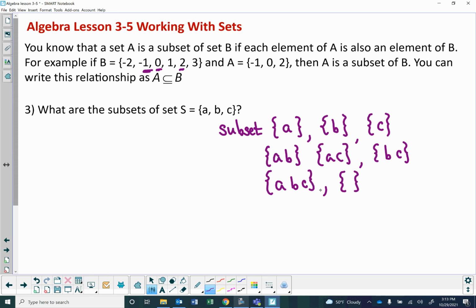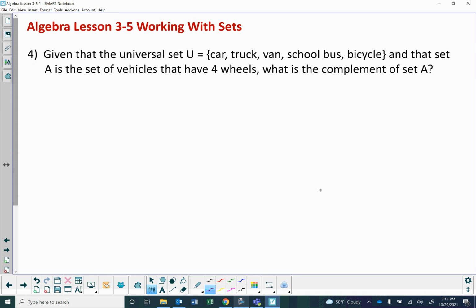So if it asks for what are the possible subsets of set S, and they give you that S is A, B, and C, a possible subset is a set that has nothing in it, or it has A, or just B, or just C, or it has AB, AC, or BC, or it has all 3, A, B, and C. So that's all the possible subsets. Okay? So now let's take a look at something.